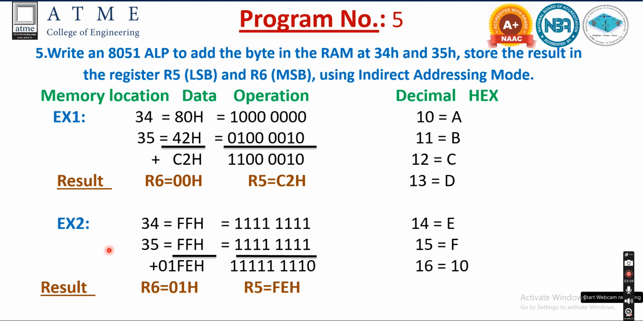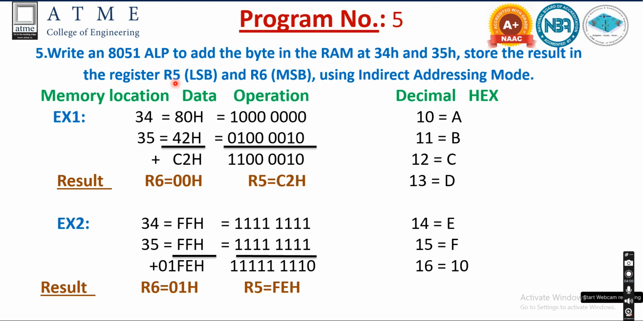Whereas if you consider the second case, after adding these two numbers, FFH, you are going to get the carry. So in the position of the MSB byte, we are going to store the carry, that is 01. FE will be stored in the LSB, that is, in the R5 register.